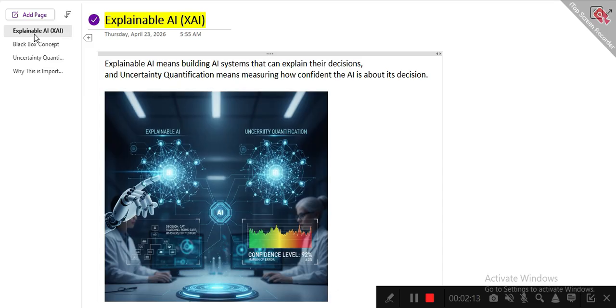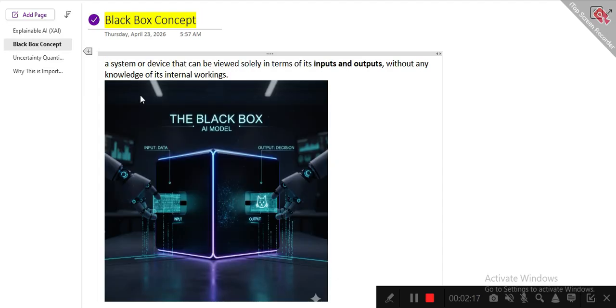Imagine a closed box. You put something inside and something comes out, but you cannot see what is happening inside. This is how many AI models work. They are powerful but not transparent.